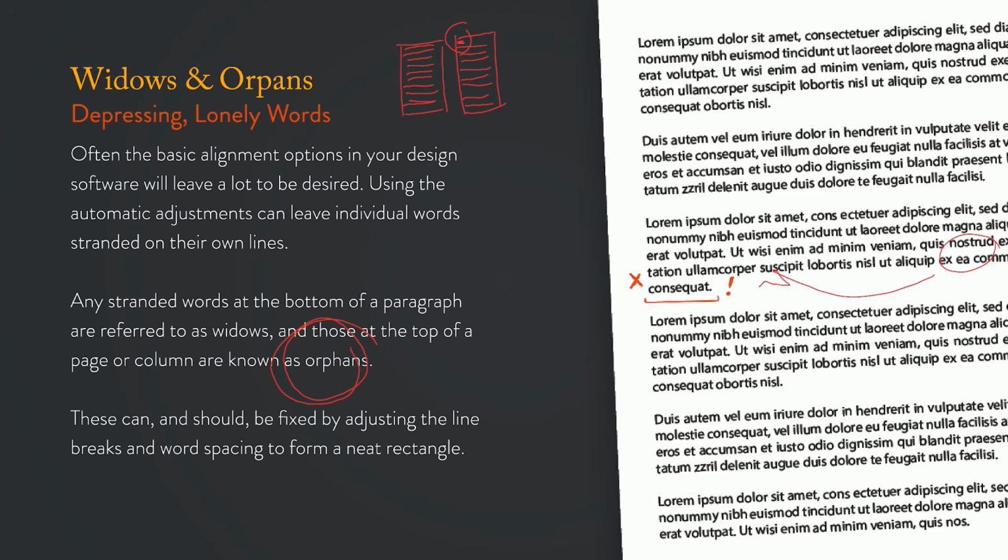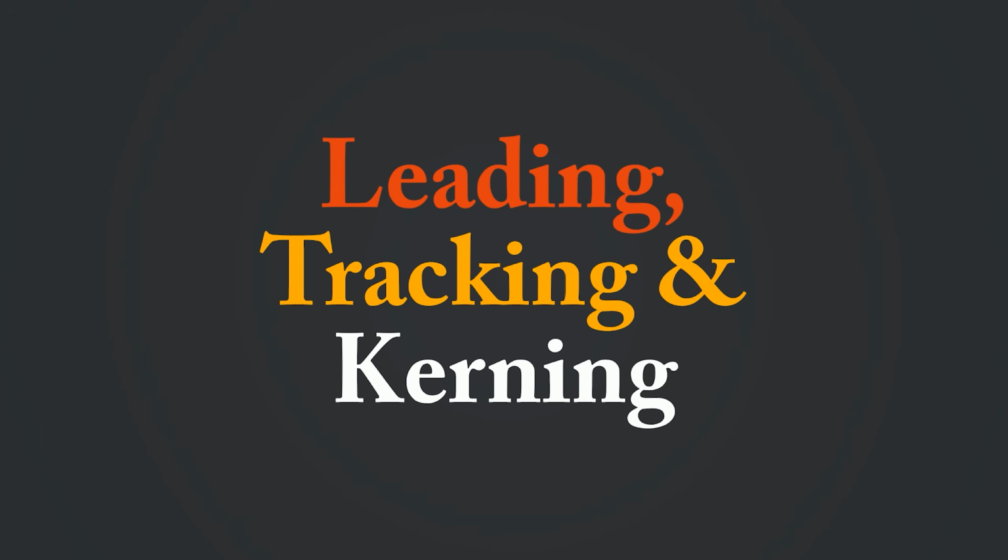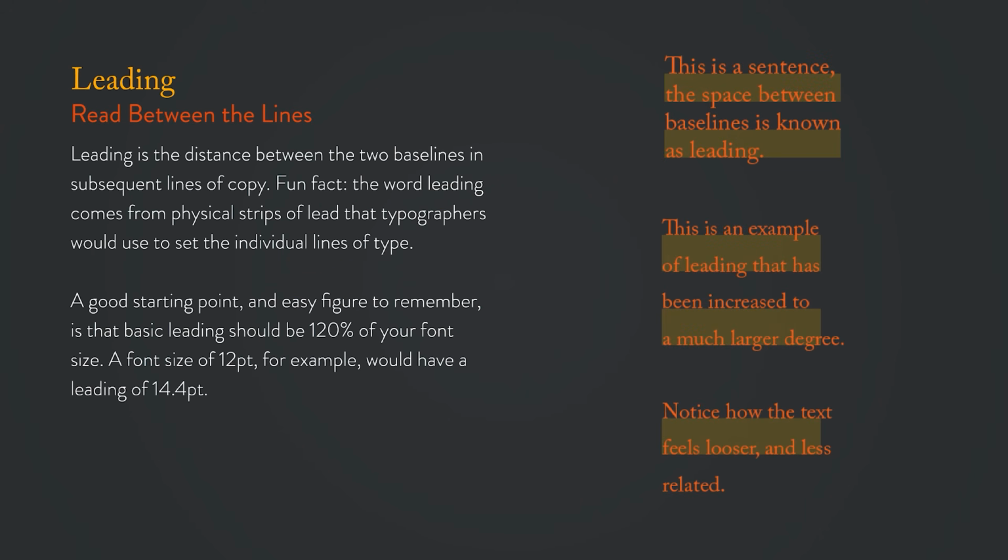Whereas a widow would be 1 word just by itself at the bottom of a paragraph, which is obviously a lot more common. You don't want them because they just look ugly and they mess up the structure of your document. So how do you fix things like ragged orphans and all sorts of stuff like that? Well, you do it with leading, tracking, and kerning. The 3 ways to adjust the gaps between your letters. That's how to think about it.